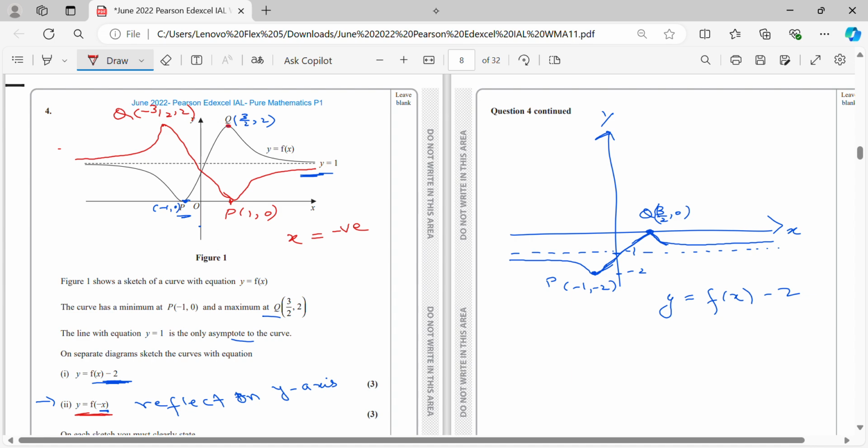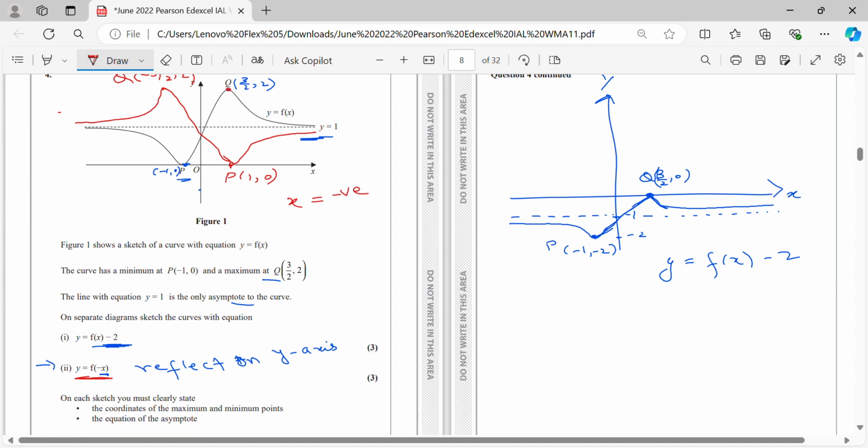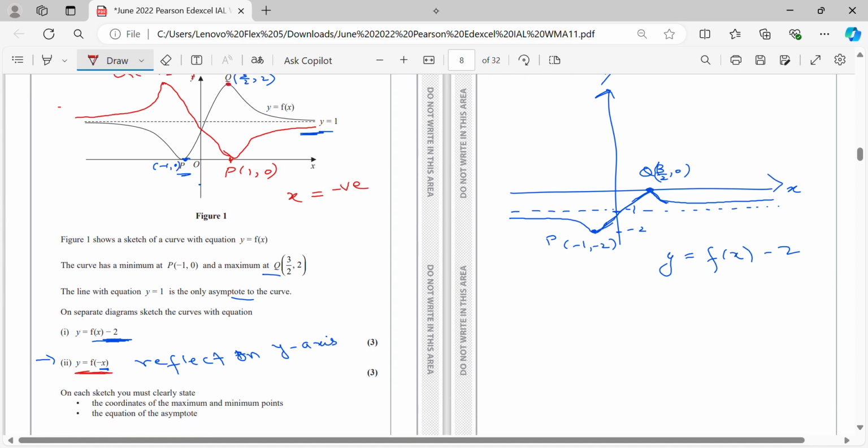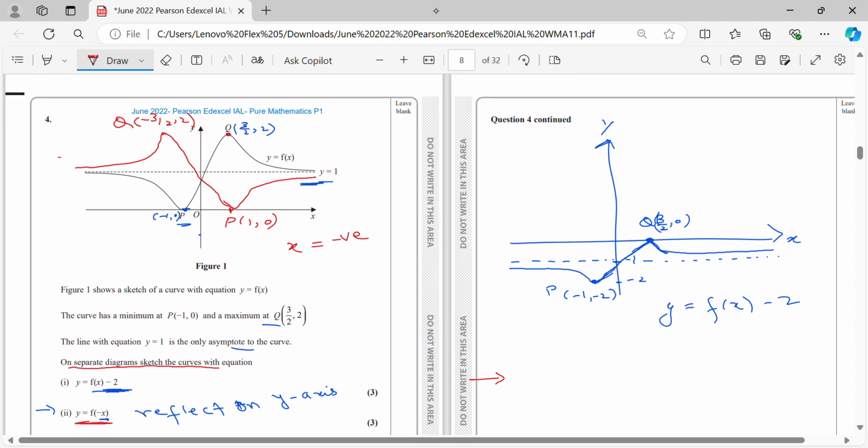You need to draw it separately here on the next page to show the reflection. I just drew it on figure 1, but you are supposed to draw on a separate diagram on this next page here. I hope you understand question number 4.